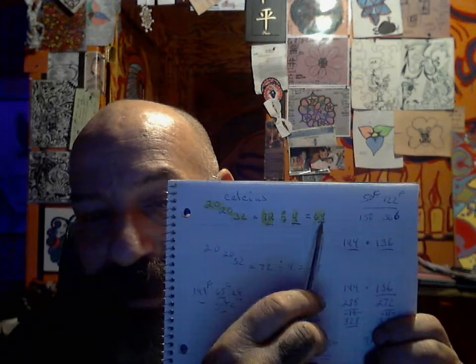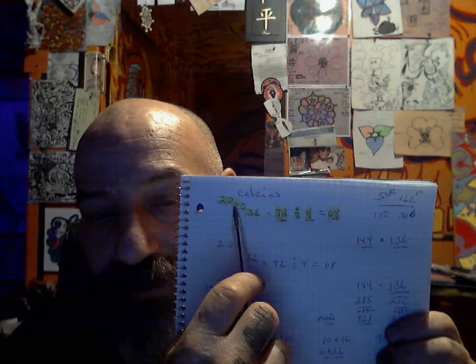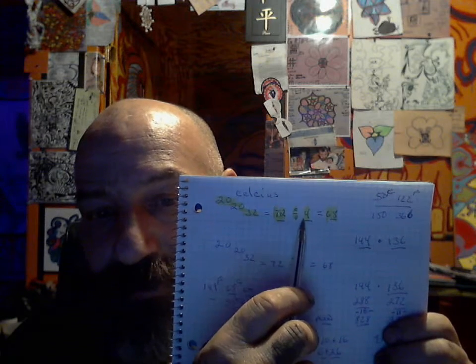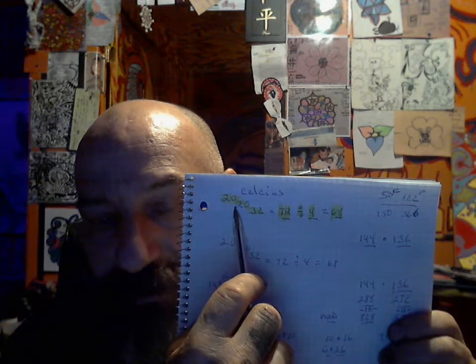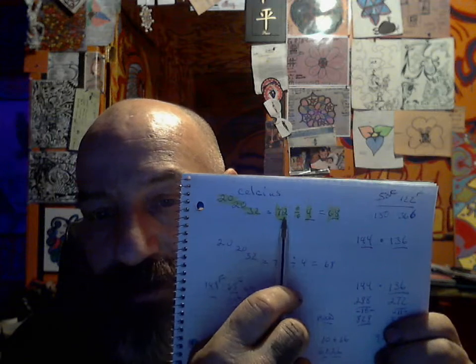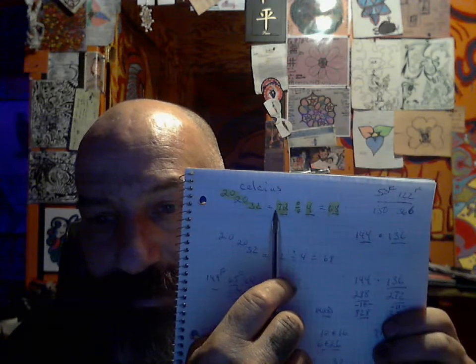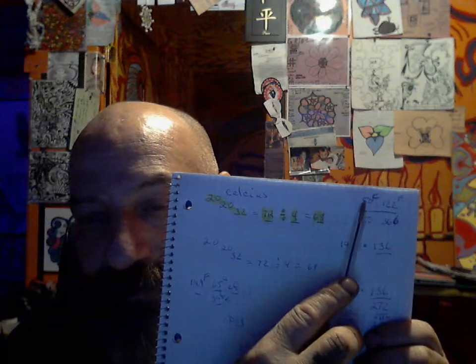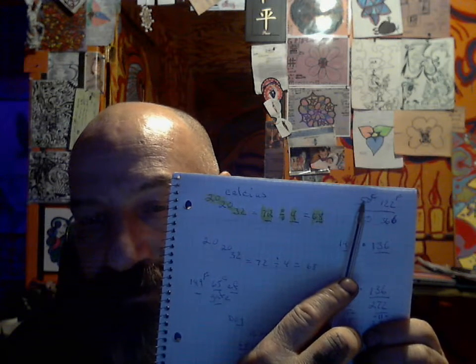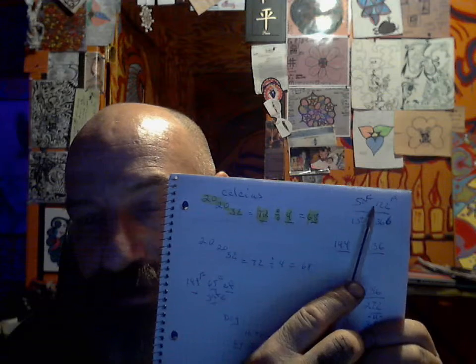This becomes 68. 72, 20 Celsius becomes 72. Then it's reduced by 10%, by 20%. 4, reduce this, becomes 68. 72, 68 inside of 20. 50 Celsius is 122 Fahrenheit.